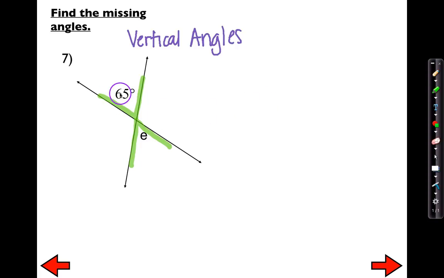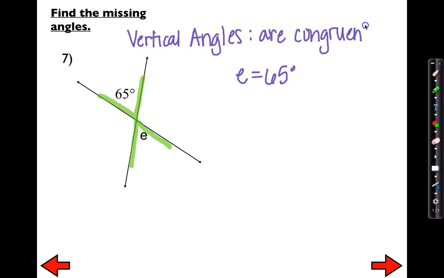Okay, so if this angle here is 65, the measurement of angle E is also going to be 65 degrees as well. Because once again, vertical angles are congruent. So please remember that.